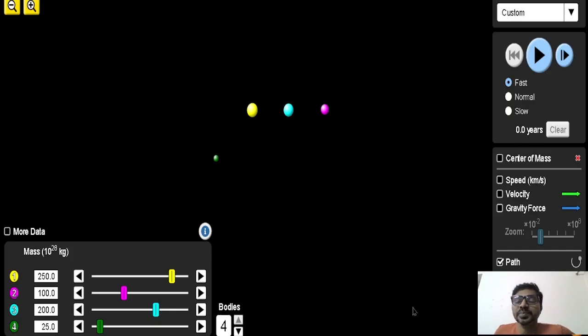Hi everyone, welcome back. This is Gravitation Part 2. In this simulation, we are going to take four objects of different masses, and with respect to the center of mass, we want to observe how they move.